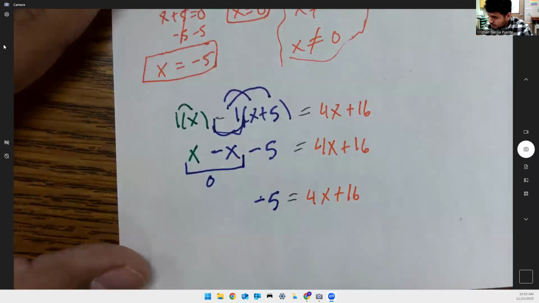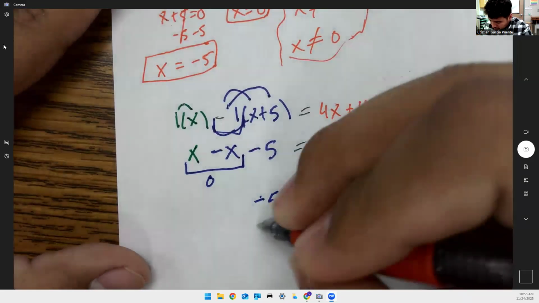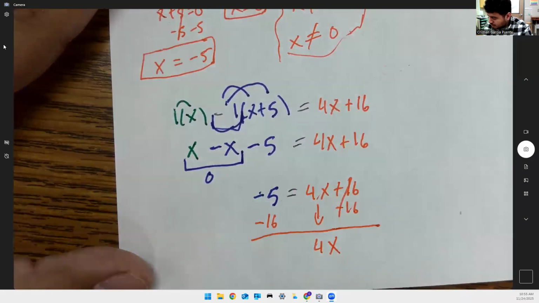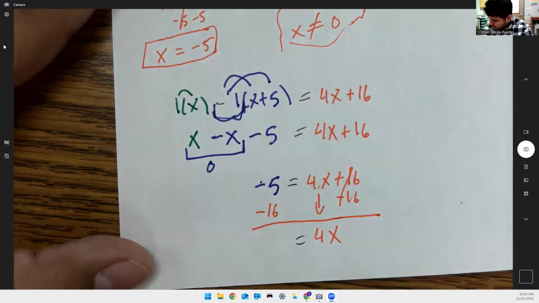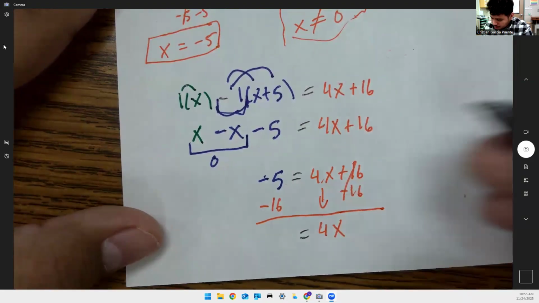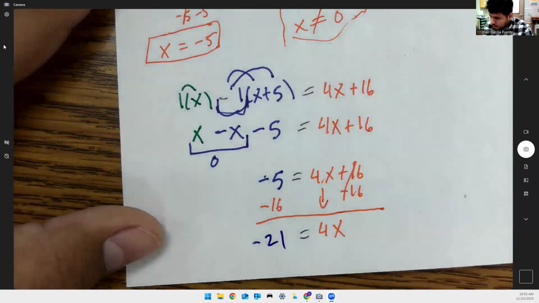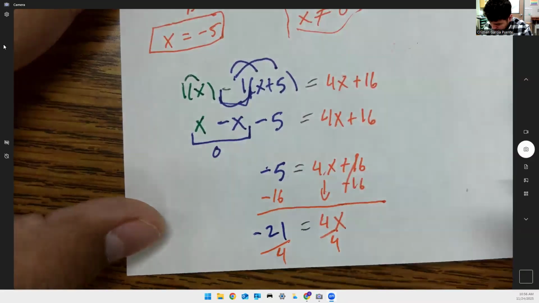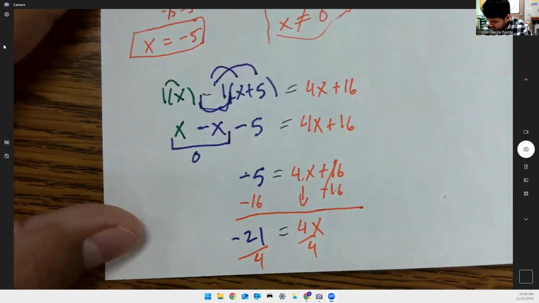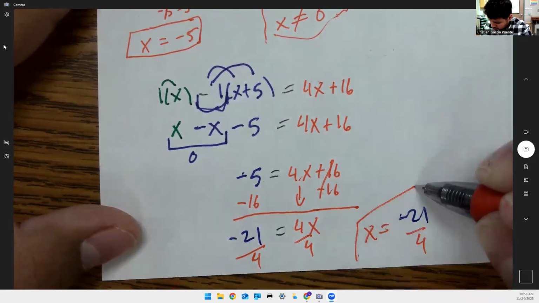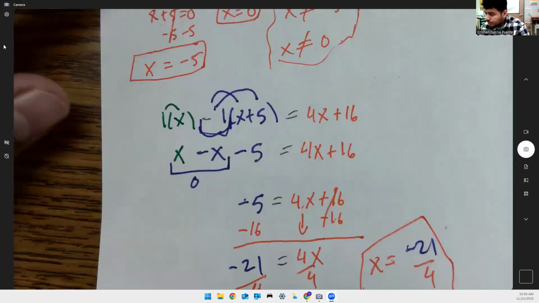How do I get rid of this positive 16? Subtract it. So you'll be left with 4x. Negative 5 minus 16 is just going to be negative 21. And now divide both sides by 4. So you get x is equal to negative 21 over 4. And that's your answer because it's not part of the excluded values. And you're done.